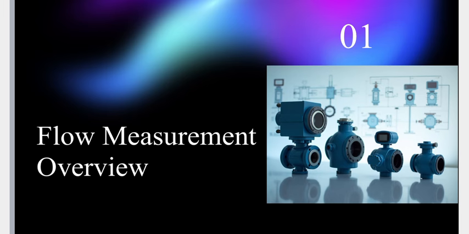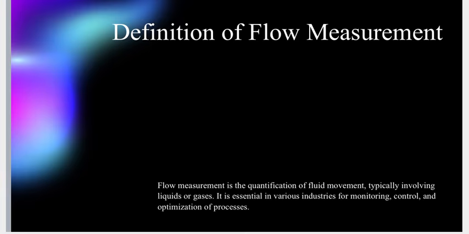Let's start our overview. The overview includes the definition of flow measurement. What does flow measurement mean? Flow measurement is the quantification of fluid movement: the fluid inside the pipe moving from the starting point to the end point. When the fluid moves, we measure that movement. How? By a flow meter.